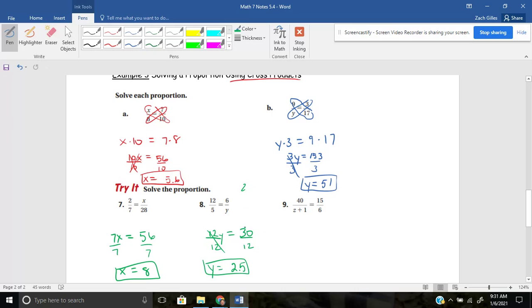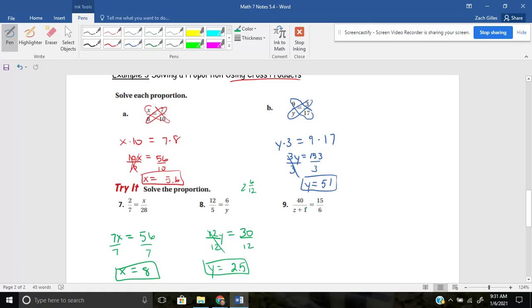And then there's 6 left over to get to 30, and my denominator is 12. So 6 twelfths simplifies to a half, or 0.5. Yeah. And then for number 9, we get a little bit trickier here. Okay, so pay close attention here.